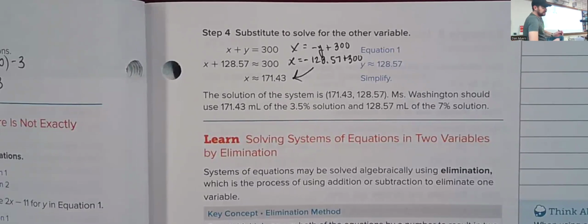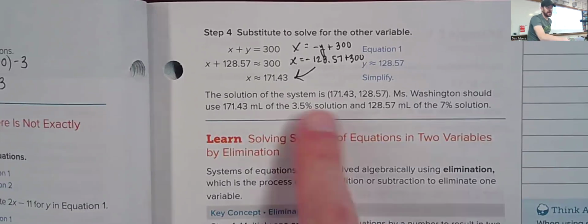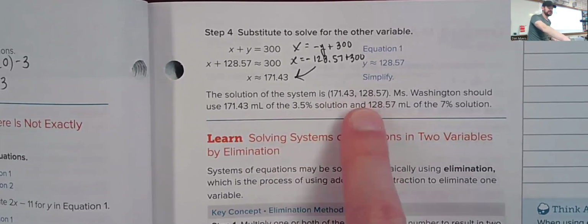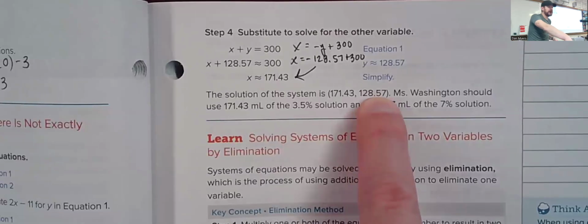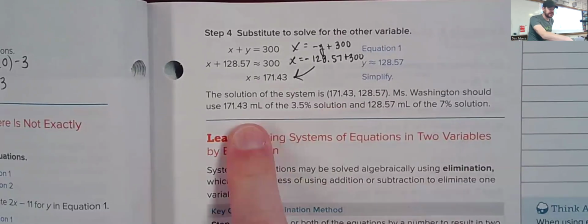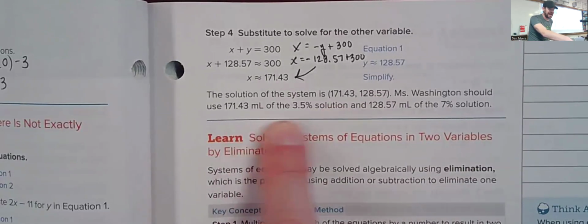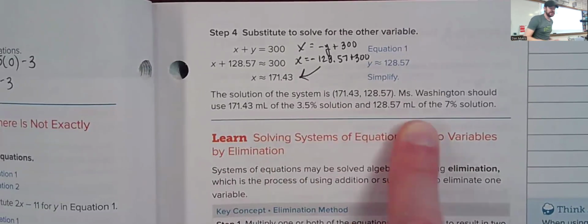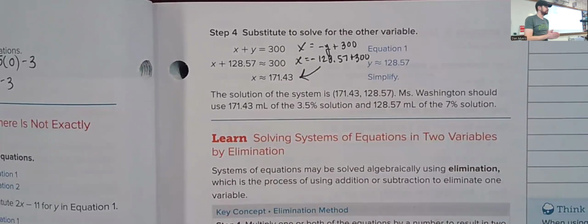So the solution of the system is about 171.43, 128.57. Make sure your x and y go in the right spots, right? We solve for y first, but it still goes in the y coordinate position in the point on the graph, and then the x goes first. So Miss Washington should use 171.43 milliliters of 3.5% solution and 128.57 milliliters of the 7% solution.